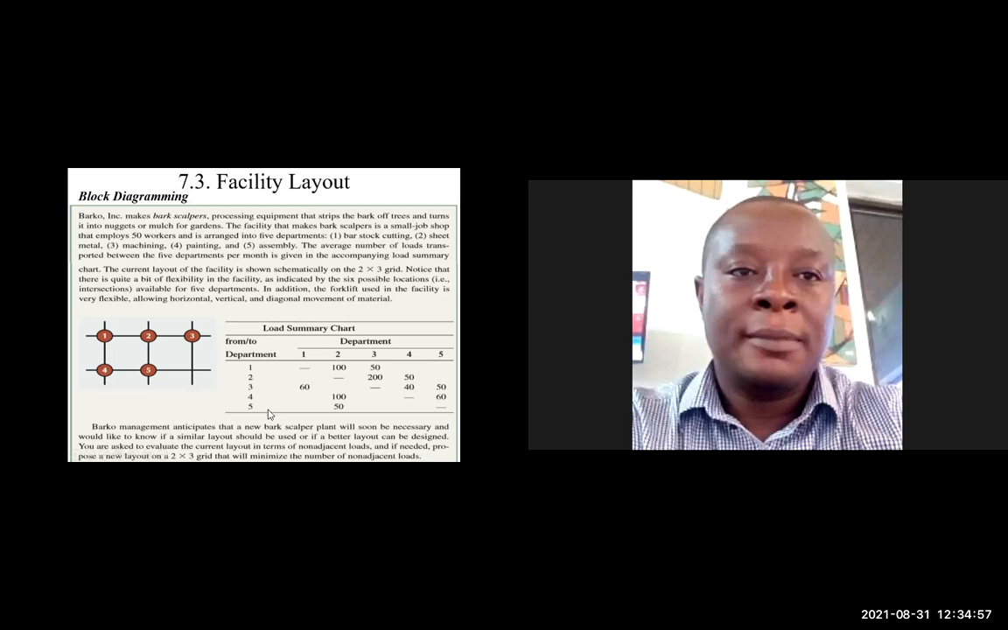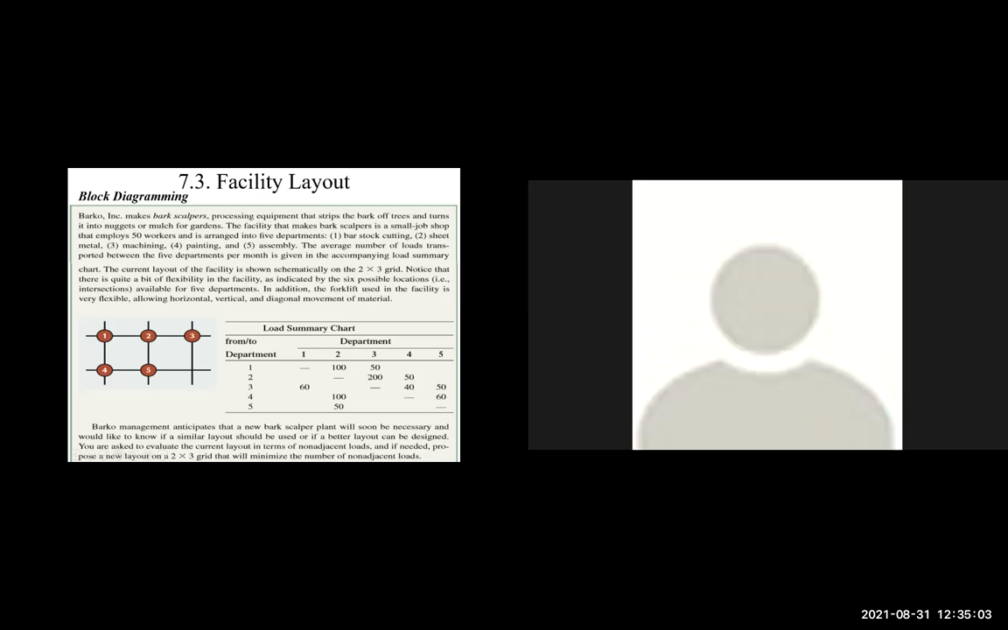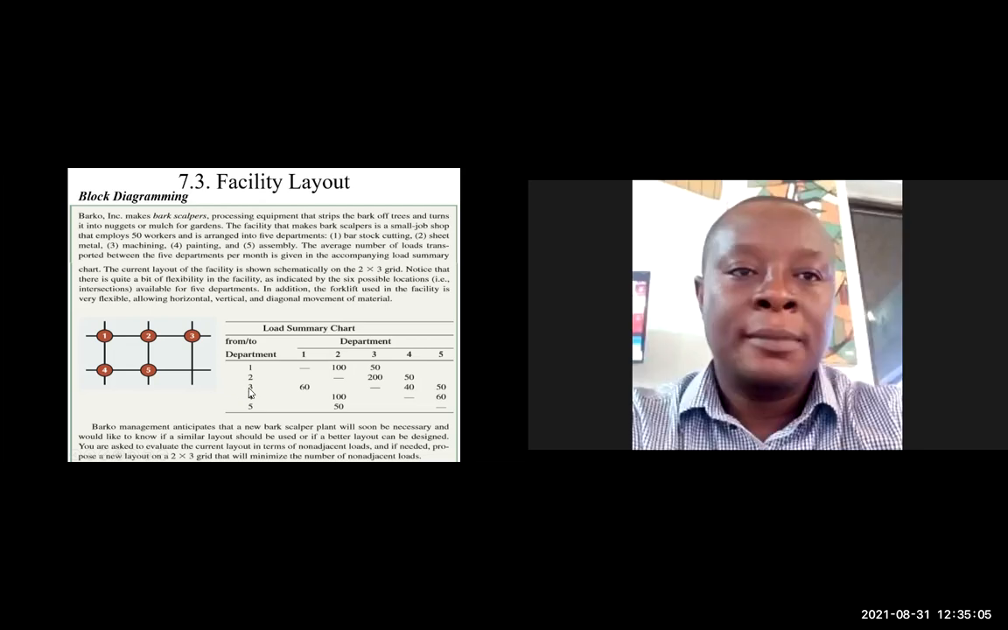2 and 5 is zero. What about 5 and 2? 5 and 2 is 50. So 0 plus 50 will give you 50. Okay. Then we pick 3. Of course, we have done 3 and 1 already. We have done 3 and 2 already. We can have 3 and 3. So we start from 3 and 4.